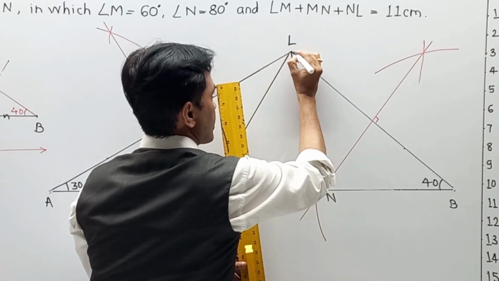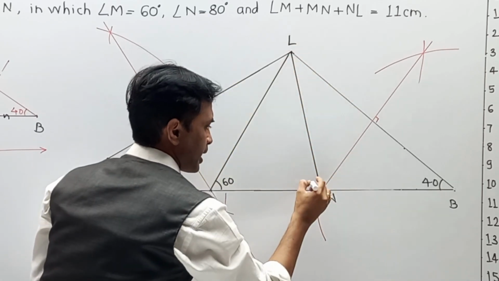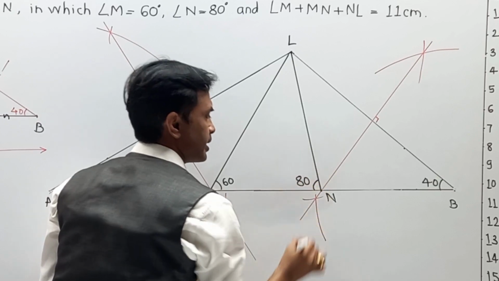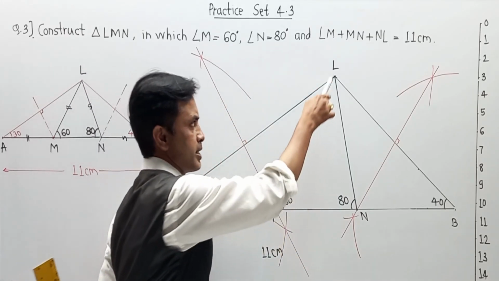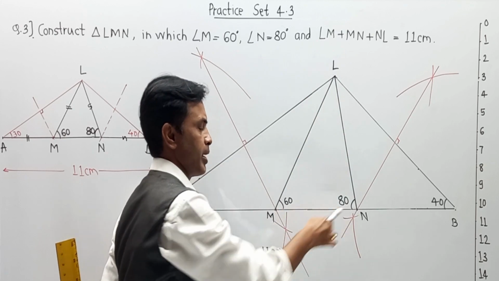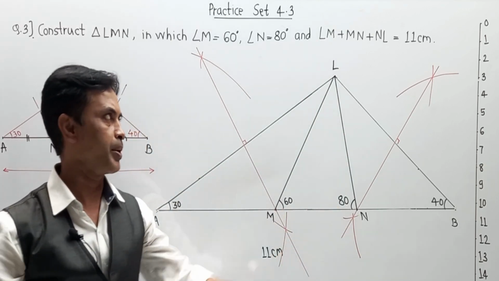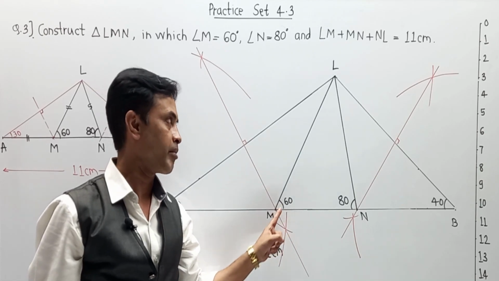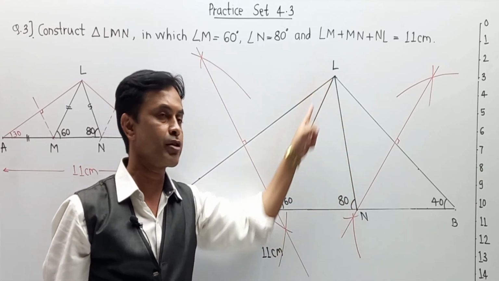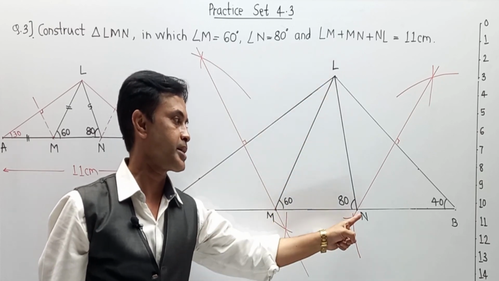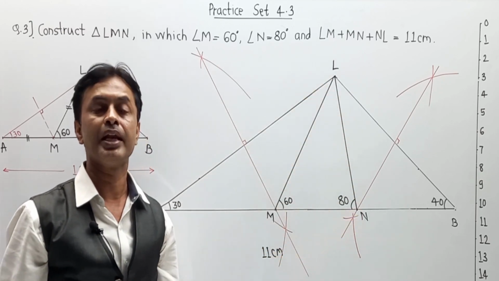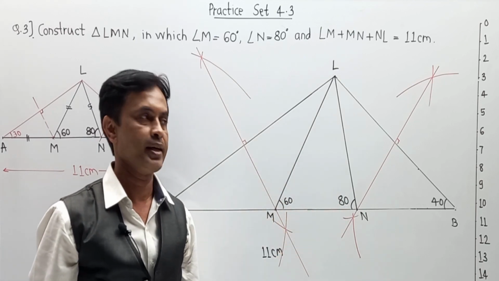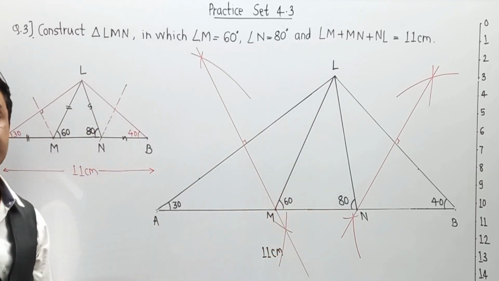And in this way, your angle N will be double that of 40, and that becomes 80 degree. And this is your respective main triangle, LMN. In this way, you can complete triangle LMN over here. And this is your main diagram where LMN, the addition of all three sides, LM plus MN plus NL, becomes 11 centimeter. And angle M is 60 degree and angle N is 80 degree. And in this way, we can complete the entire diagram.